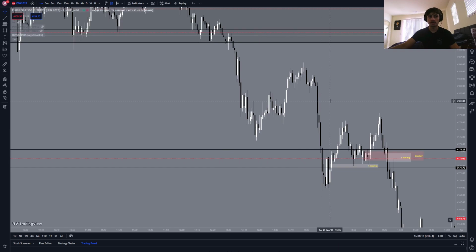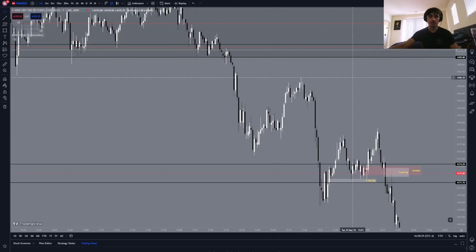or just try to find a trade that trades back into a rebalance of structure, or back into those inefficiencies that the market usually leaves behind with big pushes down in the market like this, or up in the market when we get big pumps.